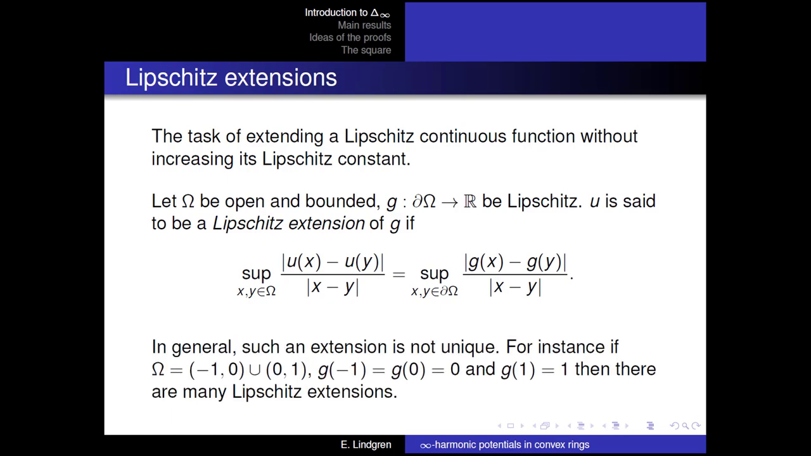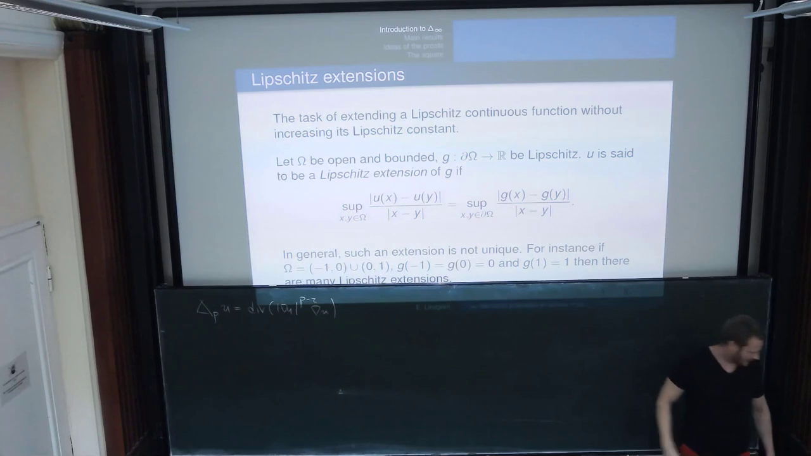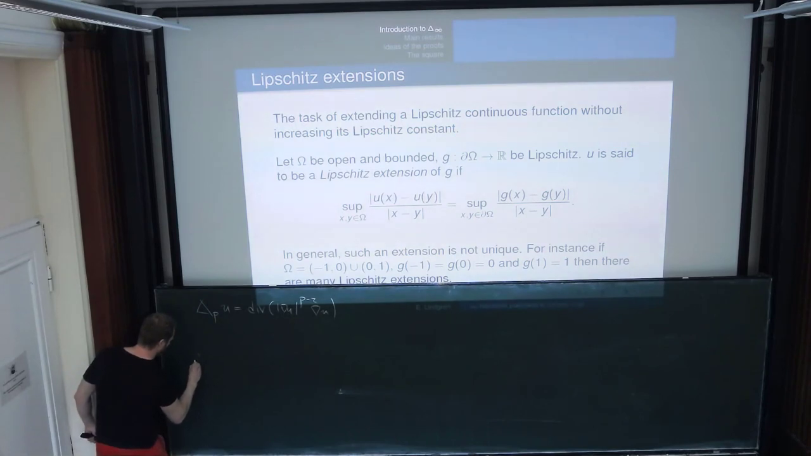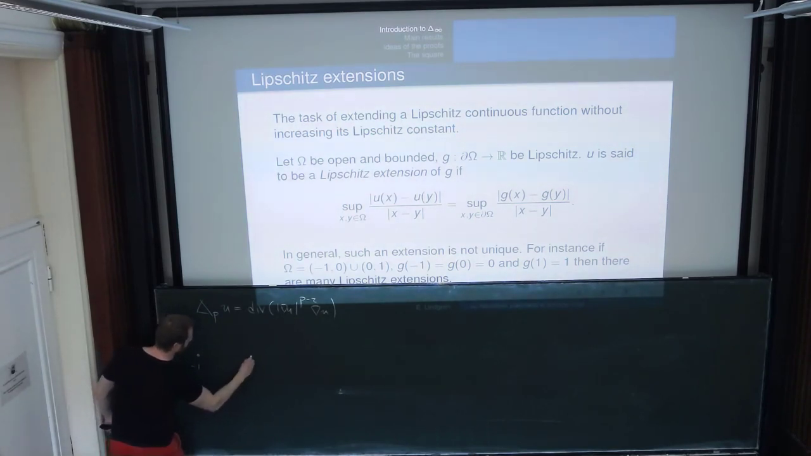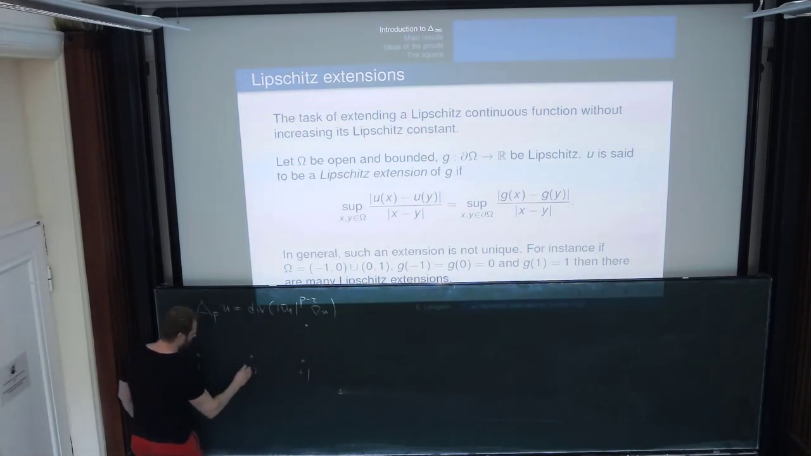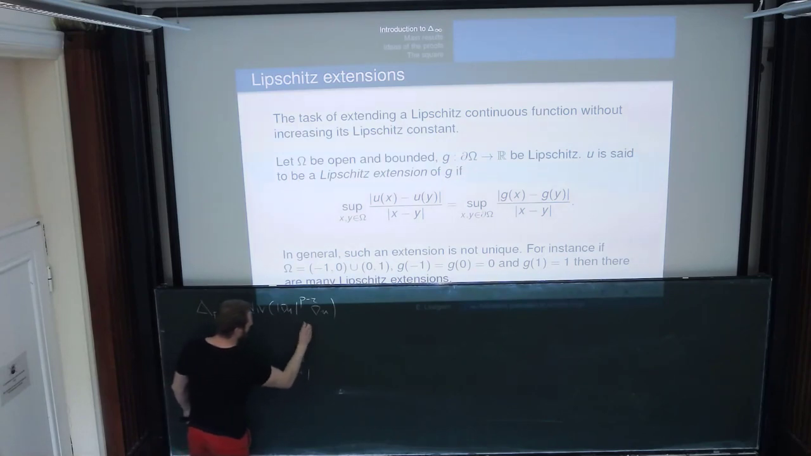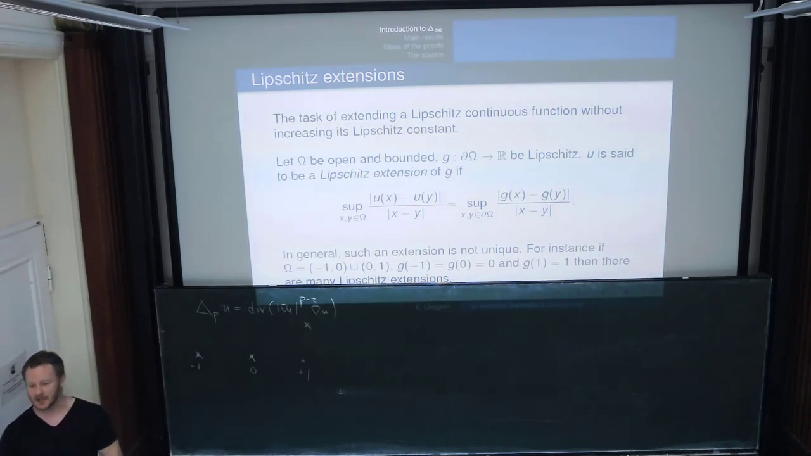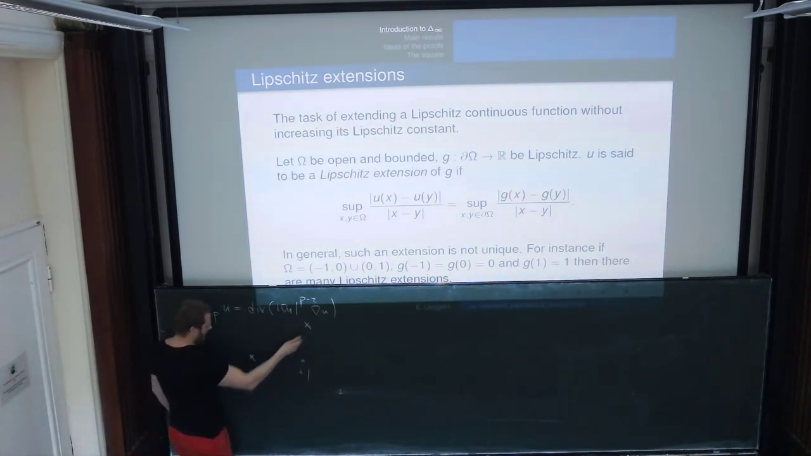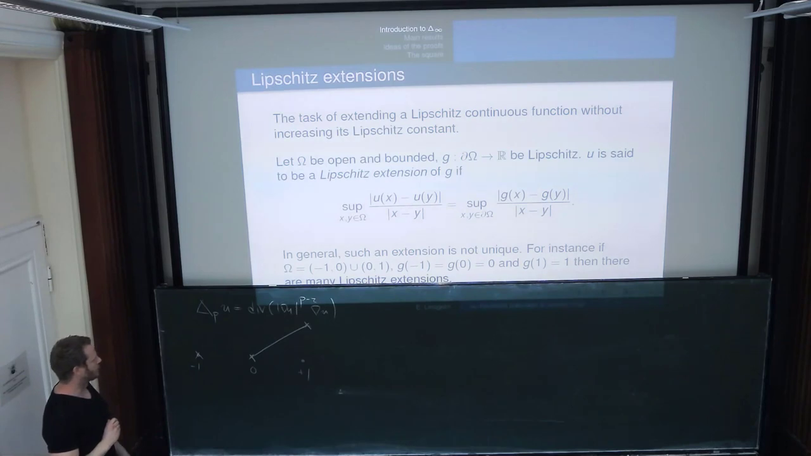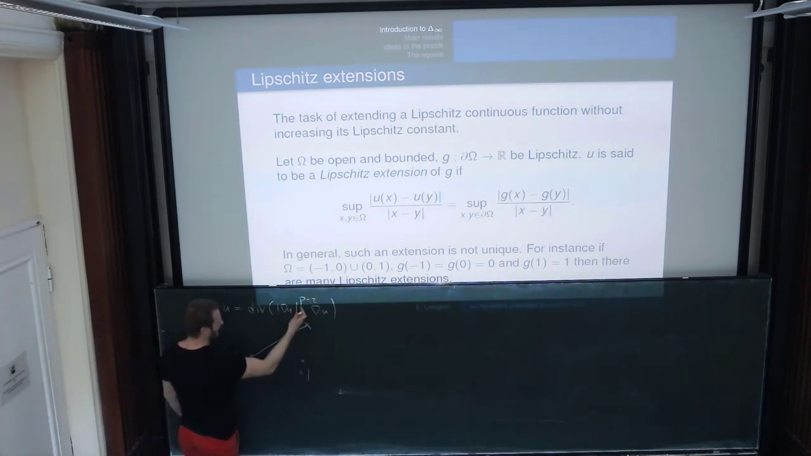It's fairly easy to draw in a very simple example. So let's say this is minus 1, this is the origin, and this is plus 1. And I suppose that we put the values 1, 0. So these two points are fixed. This is the boundary data, and then we want to find a Lipschitz extension of this function. So here in between, it has to go like that. It has to have Lipschitz norm at most 1, because you have distance 1 and height 1.